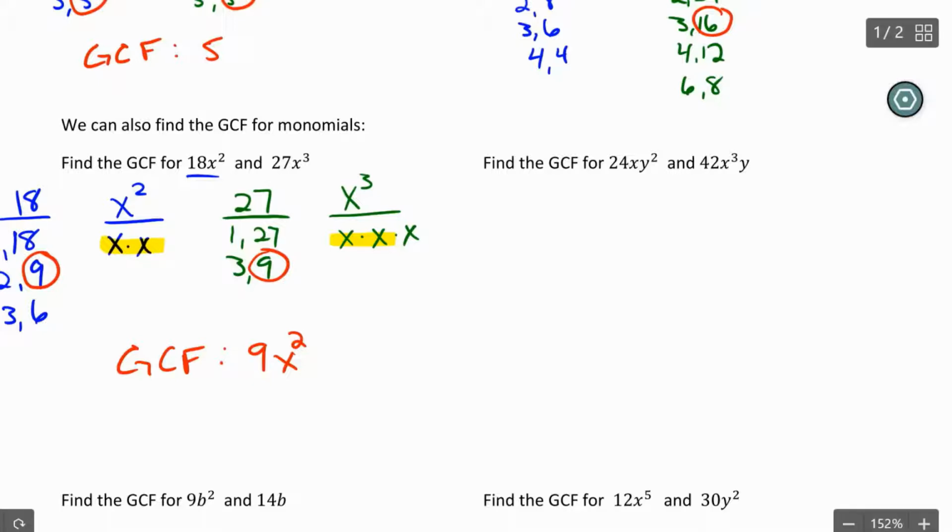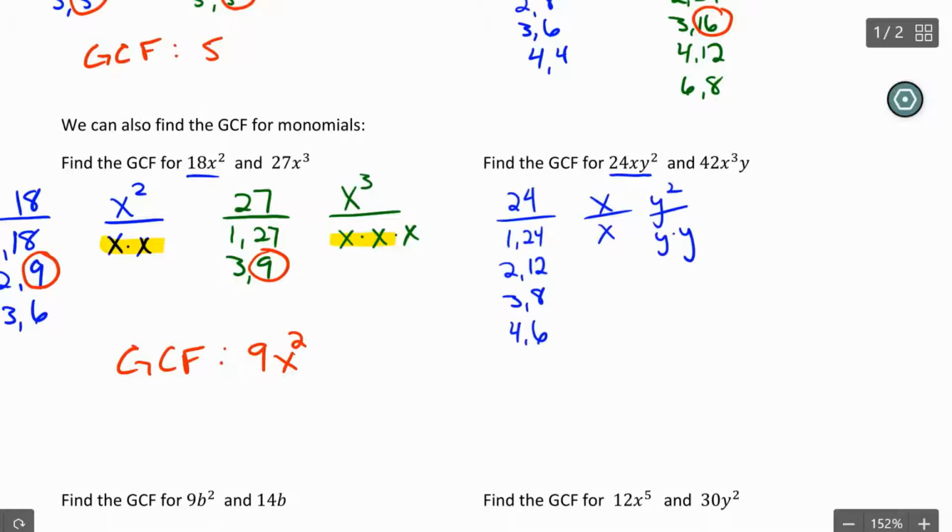So let's take a look at our second example and do the same thing again, because now I've got some extra letters to think about. Looking at 24, I've got 1 and 24, 2 and 12, 3 and 8, 4 and 6, right? See how knowing those multiples really comes in handy? X is just X. Y squared means we've got 2 Y's.